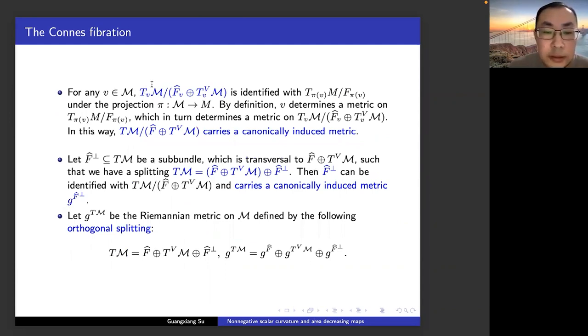we consider the cosine space, which is identified with this cosine space as the projection. And by definition, the point determines a metric on the cosine space, which in turn determines a metric on the Connes fibration in this way. The Connes space in this way carries a canonical induced metric.